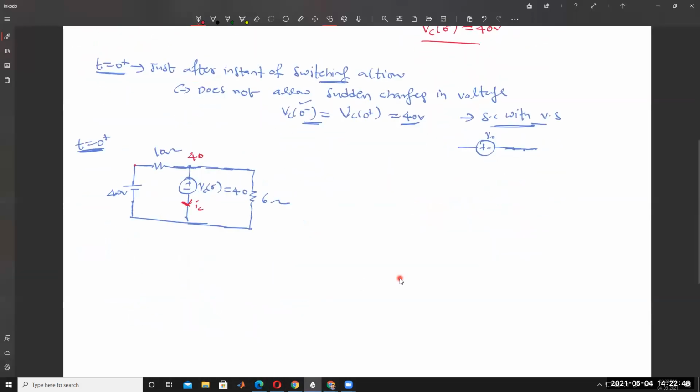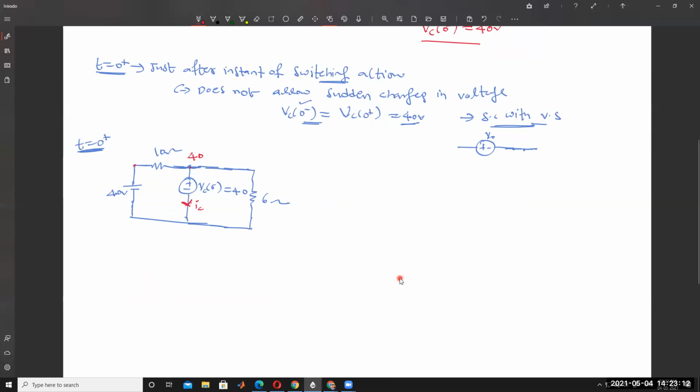So IC of 0 minus means the capacitor is fully charged. Then what is the voltage here? 40 volts, and here 40 volts. The capacitor will act as an open circuit, and it does not allow sudden change in voltage. That's why it's short circuited.